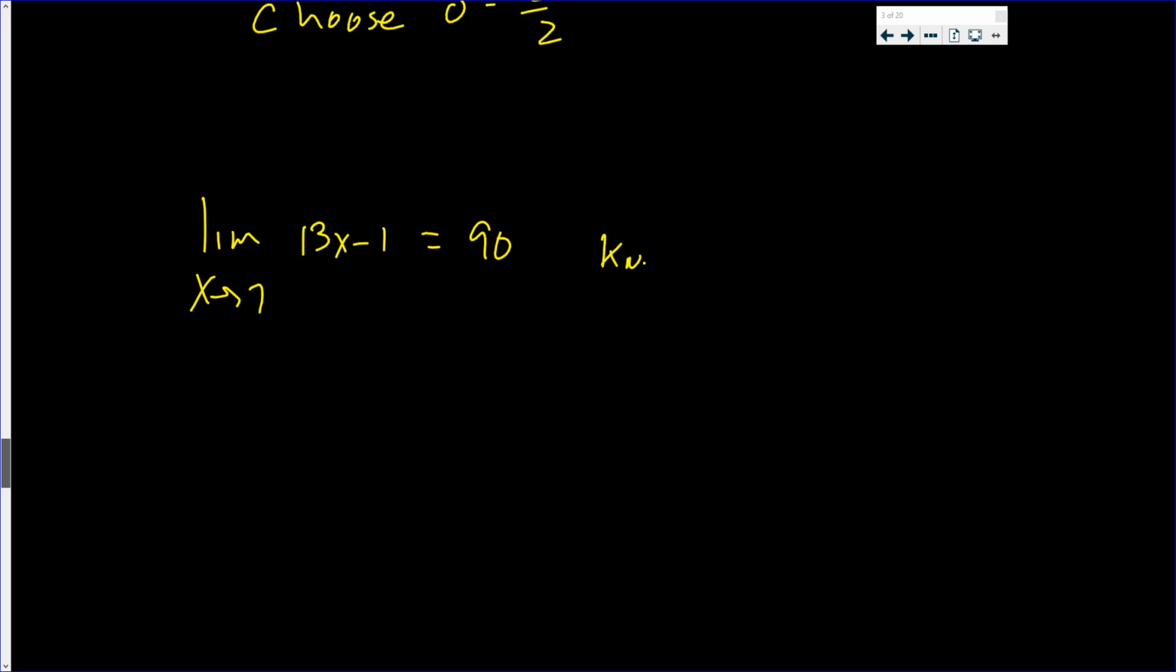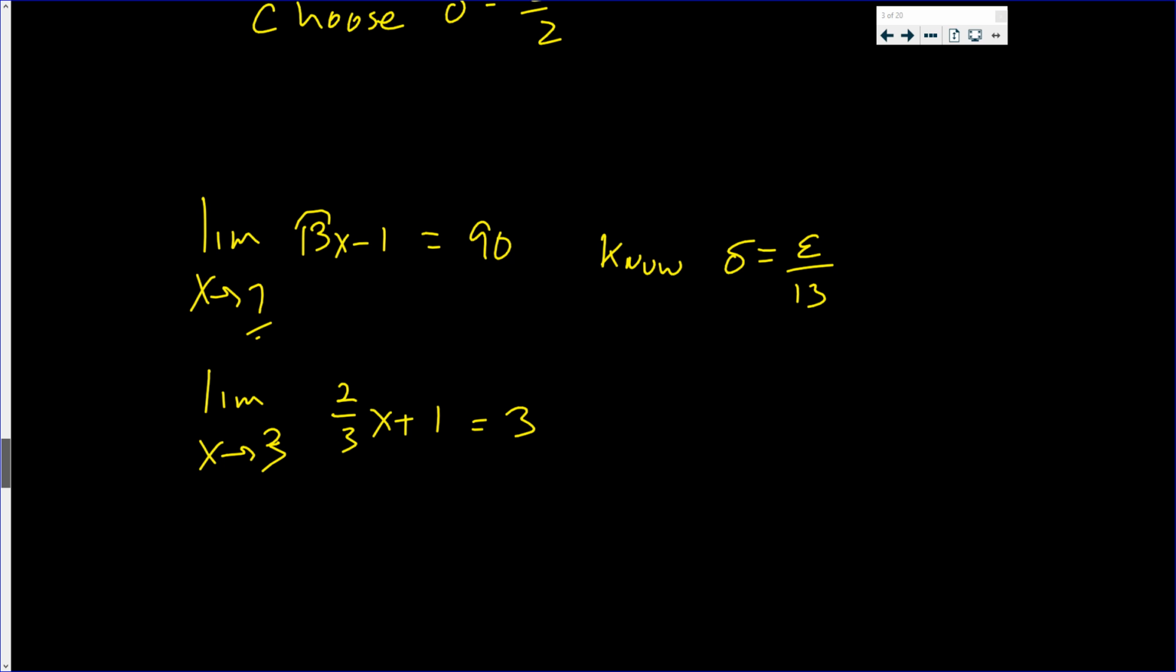You're going to know that delta is epsilon over 13. And of course, if I gave you this, it doesn't matter where x is going to, 7, 9, it's going to be epsilon over 13. If I gave you 2/3 x plus a number, oh, how nice that worked out, this is going to be 3. We're going to know that delta is going to be epsilon over the slope, which is 3 over 2 epsilon.